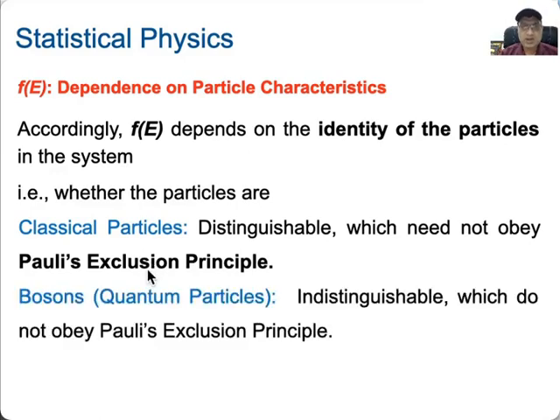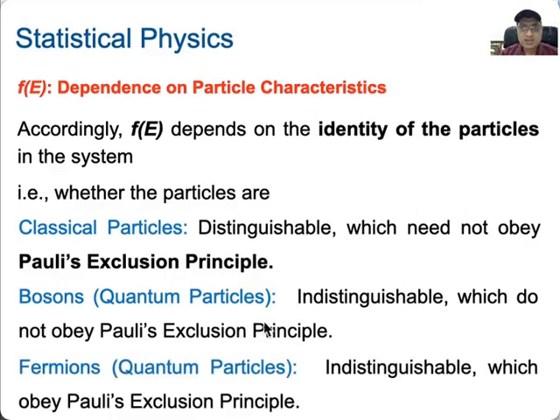Or they are quantum particles. One kind of quantum particle is the boson. These quantum particles are indistinguishable in nature and do not obey the Pauli exclusion principle, unlike classical particles, which are distinguishable and also do not obey the Pauli exclusion principle. Here, they are indistinguishable, but they also do not obey the Pauli exclusion principle. The other kind are fermions, which are indistinguishable and also have to follow the Pauli exclusion principle.